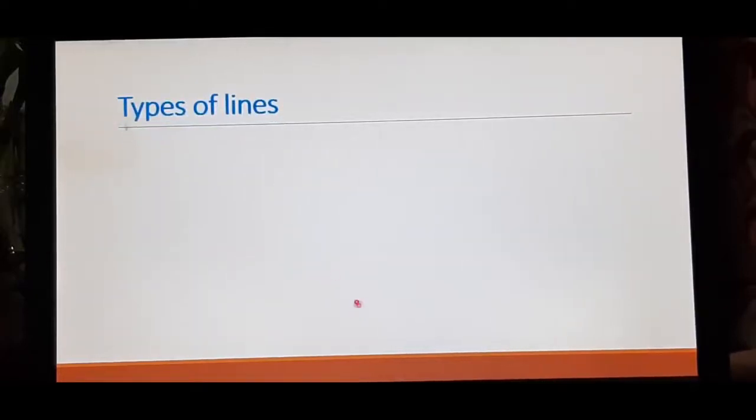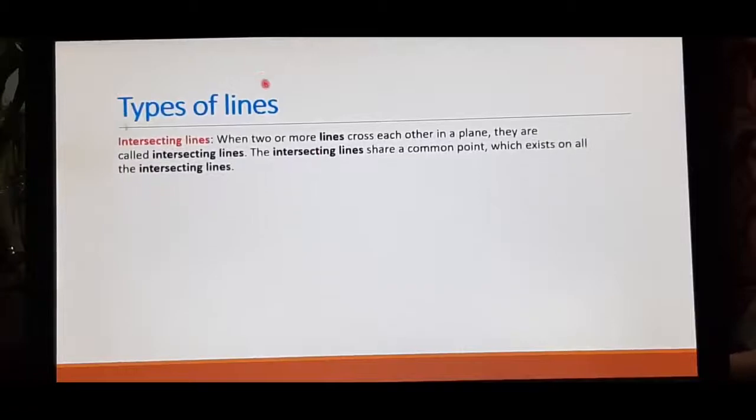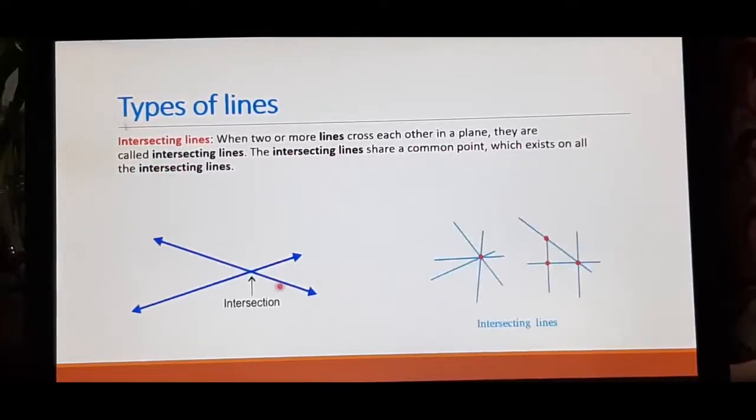Now, types of lines. There are two types of lines. First one is intersecting lines and the other one is parallel lines. So intersecting lines, the word itself is suggesting, when two or more lines cross each other in a plane, they are called intersecting. Intersecting lines share a common point which exists on all the intersecting lines. You can see they are crossing each other, two lines, and they share one common point. So these two lines are intersecting each other at this point. This is their common point.